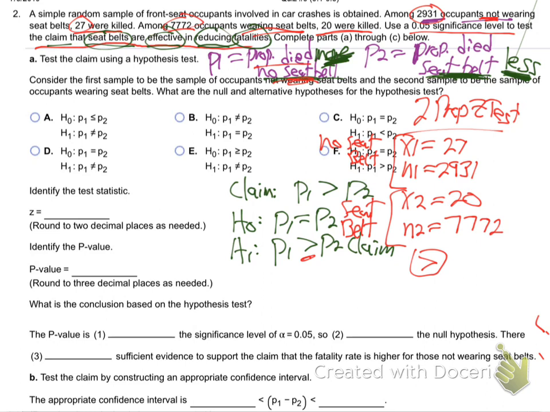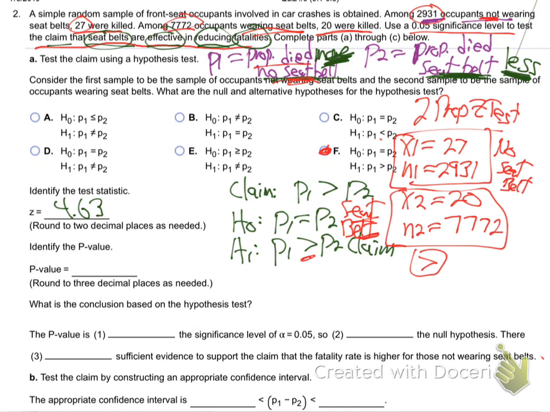Oh, I forgot to say, our options right here, it's F. I kind of wrote over the top of it. So this is the no seat belt group, and this is the seat belt group. We choose the greater than, hit the calculate button, and here's the numbers I'm getting: 4.63 for the Z value, and I'm getting a 0 for the P value.